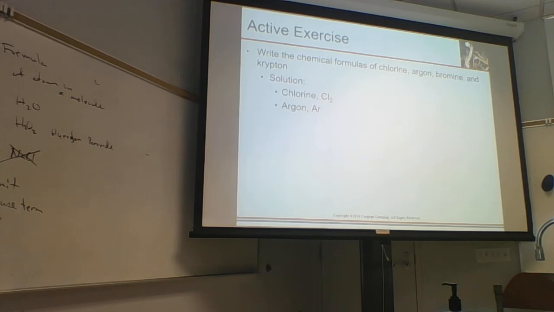So let's just do a quick check. Chlorine, Cl2. Argon, Ar. So chlorine consists of molecules of Cl2. Argon consists of atoms of Ar in the gas phase. Bromine consists of molecules of Br2. And krypton consists of atoms of Kr.